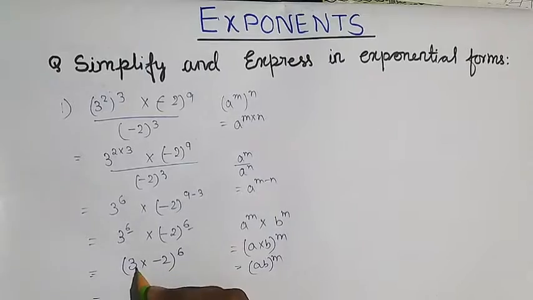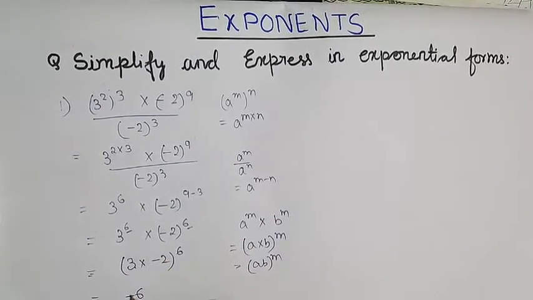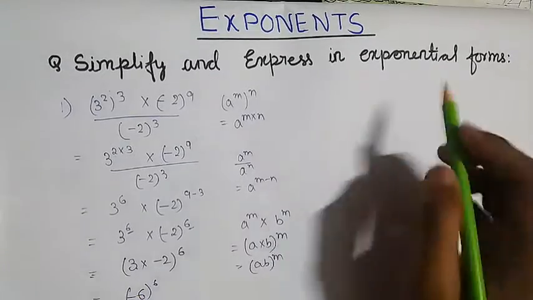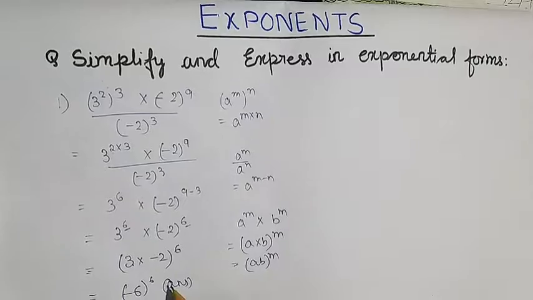Now minus 2 into 3 is minus 6. 3 into 2 is 6, and we will write the minus sign, whole to the power 6. Since we have to write it in the exponential form, the answer is (minus 6) raised to the power 6.